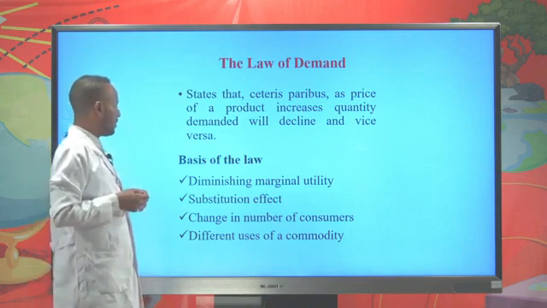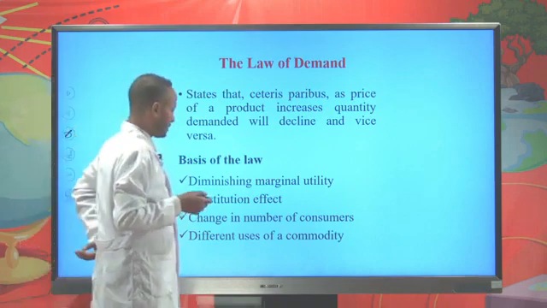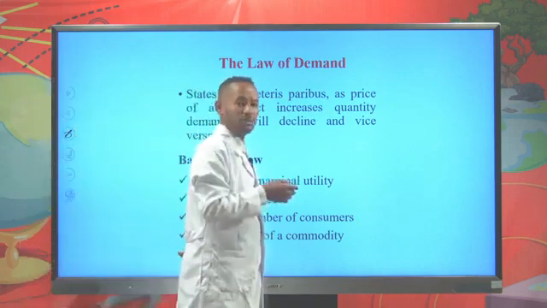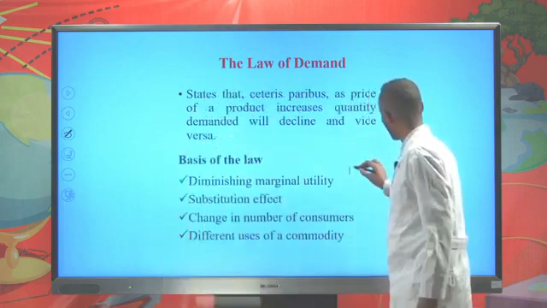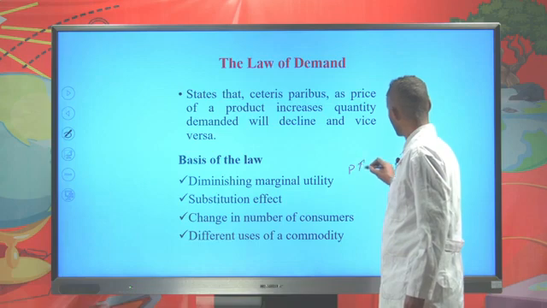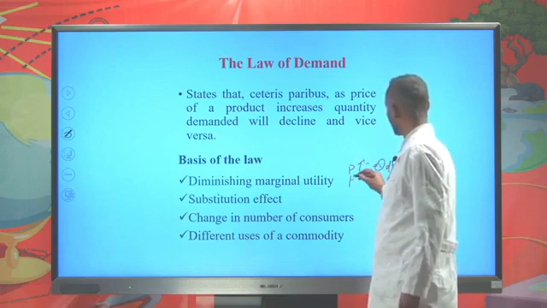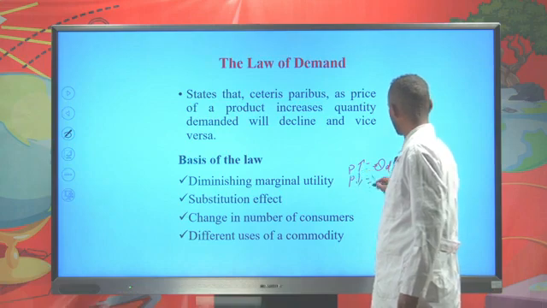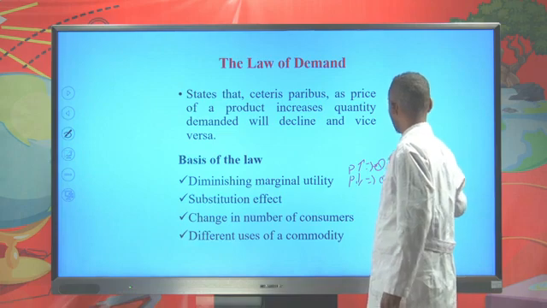These are the bases of the law of demand. That means these factors make an inverse relationship between price and quantity demanded. That means as the price of a commodity increases, the quantity demanded for the commodity will decline, and as the price of a commodity declines, the quantity demanded for the commodity will increase.